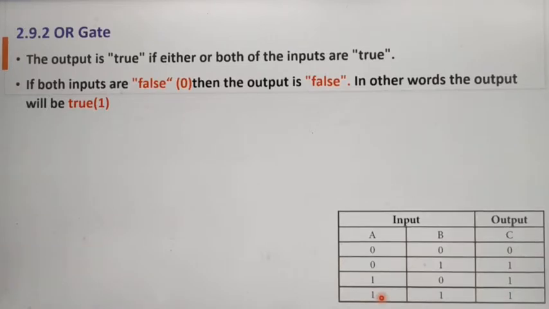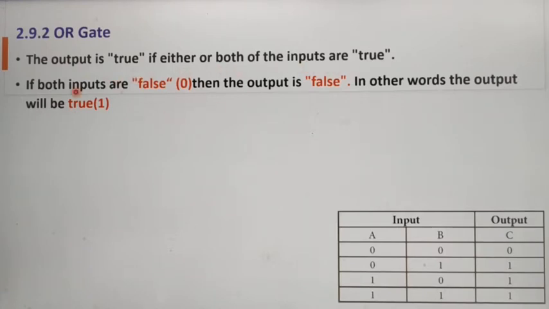Next we can see about OR gate. The output is true if either or both of the inputs are true. In this OR gate, if all the inputs are true or any one of the inputs is true, our output will be true. Here we have taken a 2 input OR gate. In a 2 input OR gate, if both inputs are true or any one of the inputs is true, our output will be true. That is given. The output is true if either or both of the inputs are true.